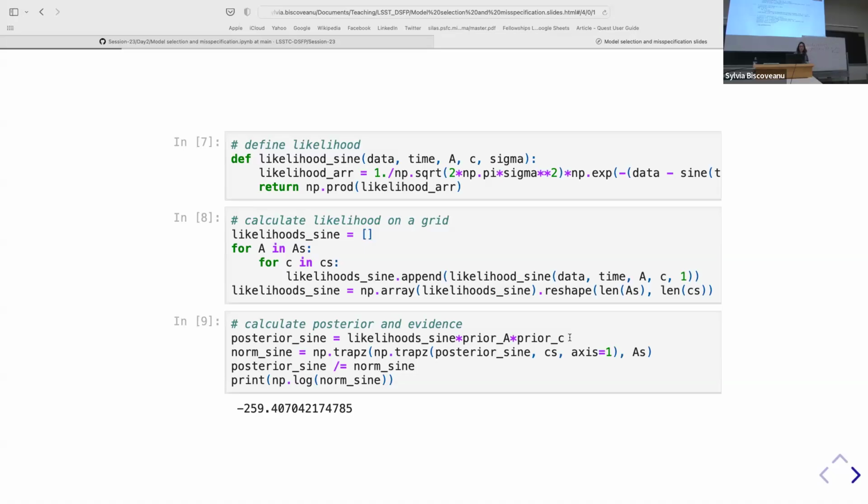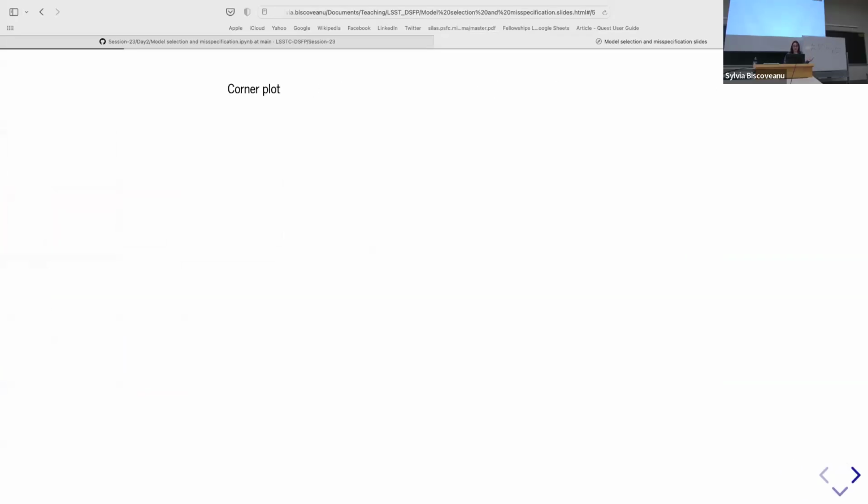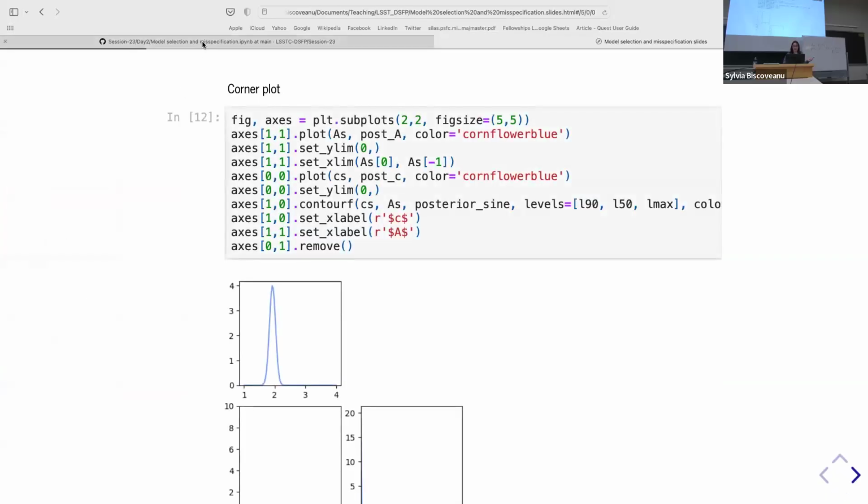Okay. So first we calculate our numerator of Bayes' theorem, and then we numerically integrate to calculate the denominator, the evidence, and then we normalize our posterior, and we can print out our evidence. We can see that this is a lot smaller than what we got for the line fit, and so this tells us that this is a really bad fit. To verify this, we can see what our corner plot looks like.